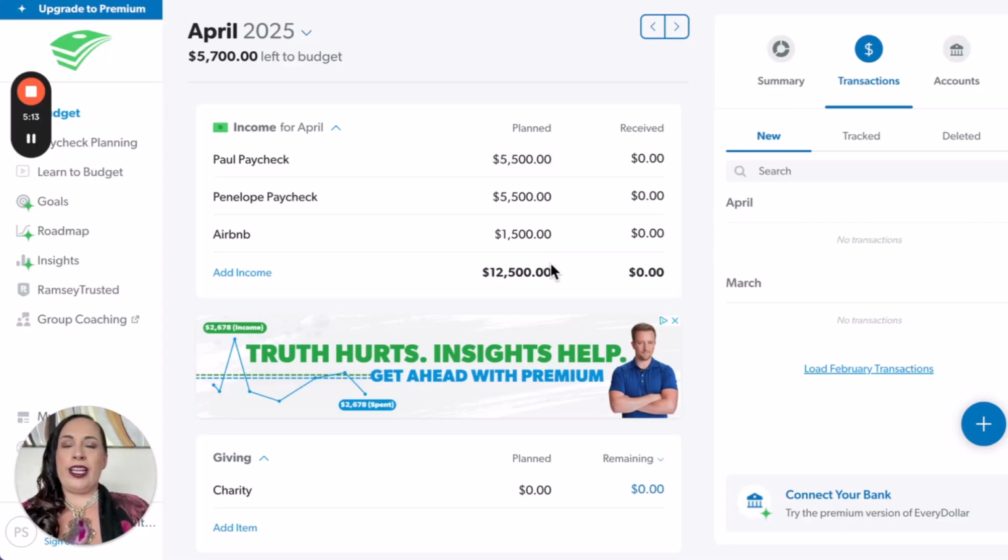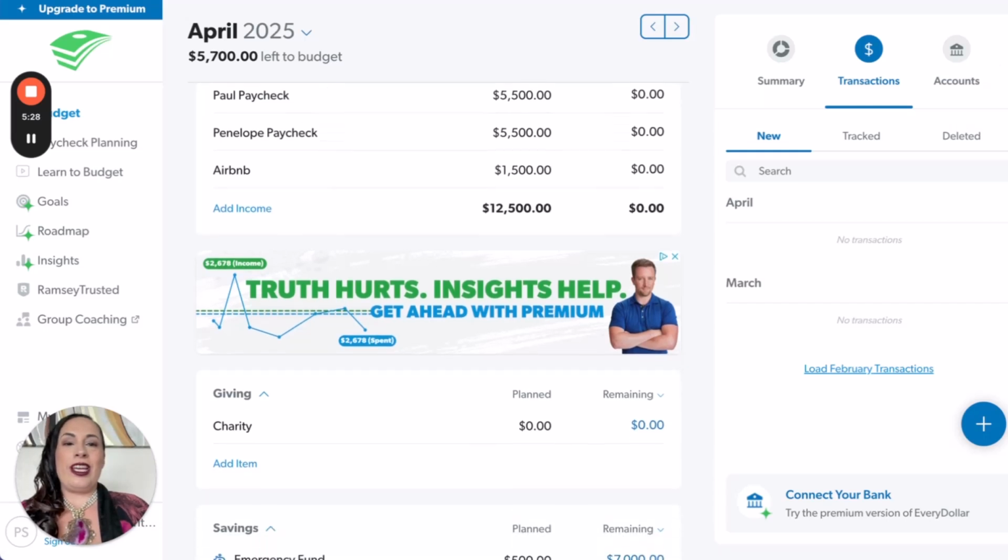Okay, so we've put in our income, and one of the things that I really like about EveryDollar is that it'll do all the math for you. And it's also very customizable. So I showed you how you can customize these different income categories, right? So let's say the income categories are the way you want.